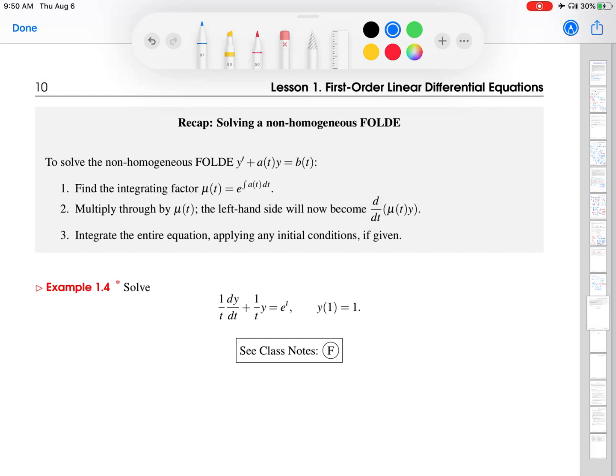This is class notes F in lesson 1. And the first thing I want you to notice about this class notes is that there is a star here. So you might be wondering, what are these stars about?